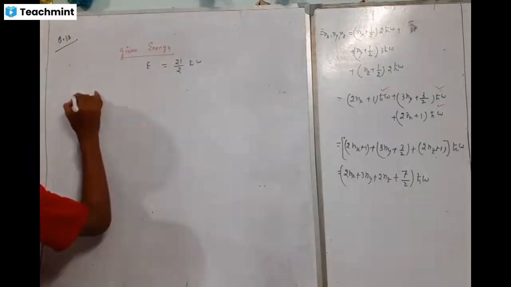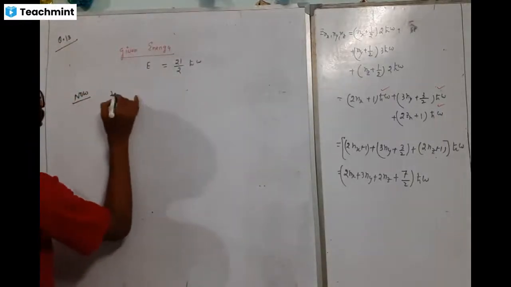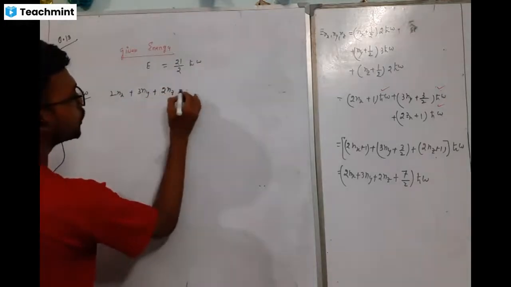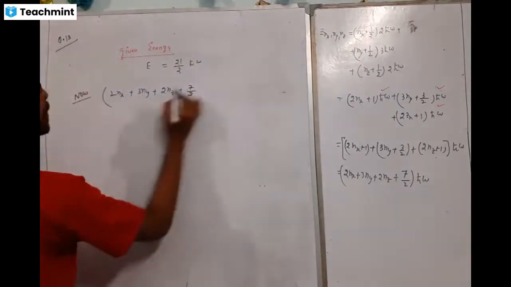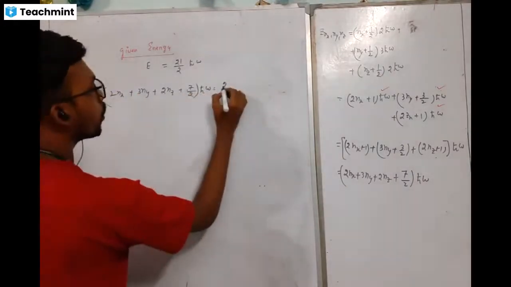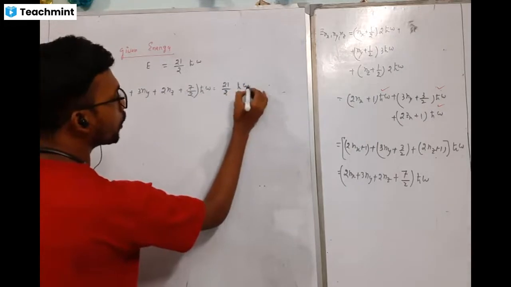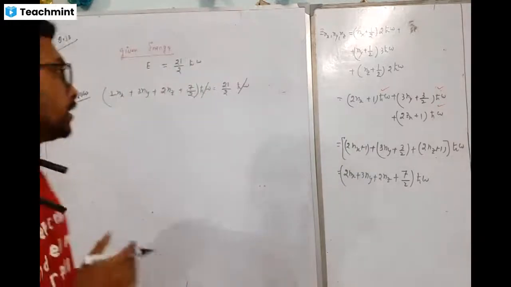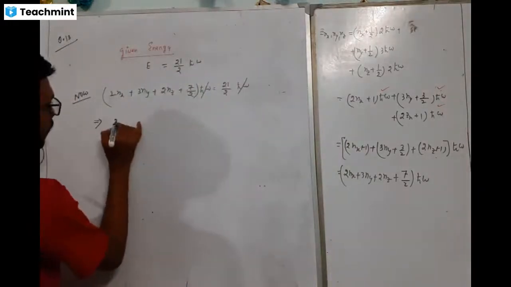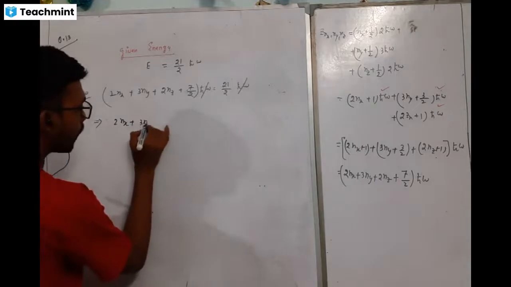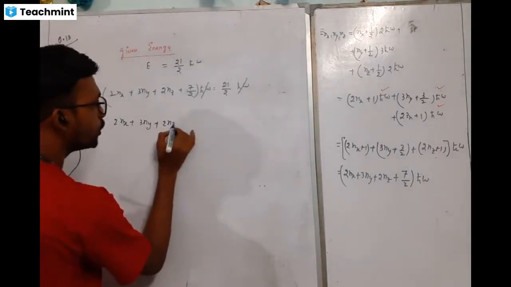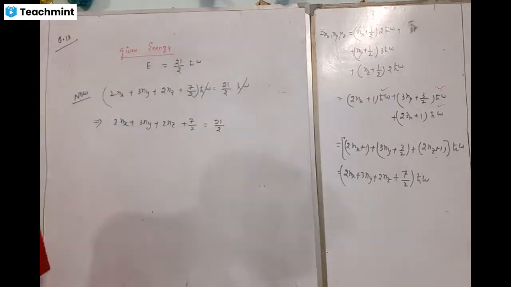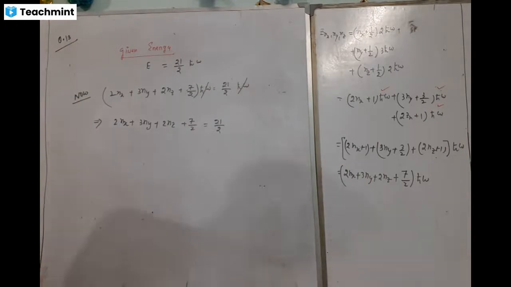Okay, so now 2nx plus 3ny plus 2nz plus 7 by 2 h cut omega equals 21 by 2 h cut omega. Now h cut omega and h cut omega cancel each other. So it is basically 2nx plus 3ny plus 2nz plus 7 by 2 equals 21 by 2. Now simplify this expression.